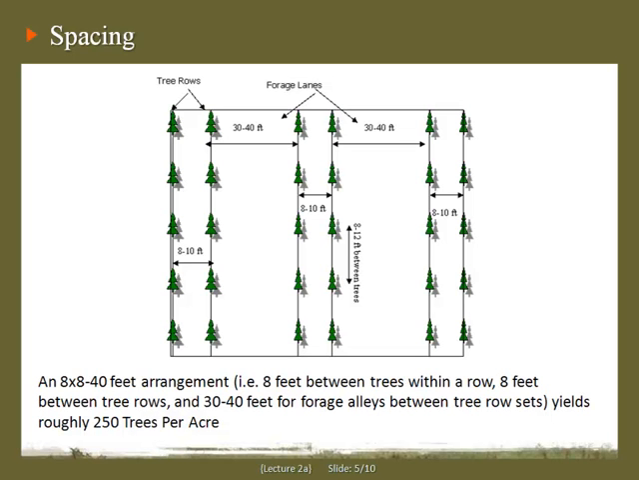The spacing between trees or tree rows should be wide enough to get equipment in for haying, fertilizing, and access for future thinning or harvesting. Generally, wide alleys between tree row sets support higher levels of forage production than closely spaced rows.